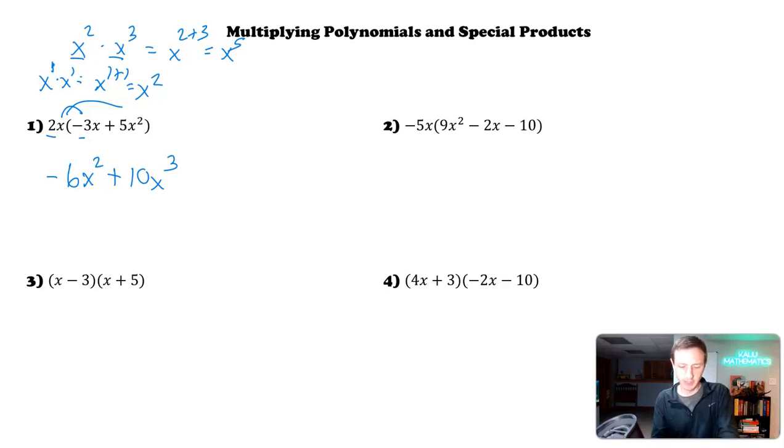Number 2, negative 5x times 9x squared minus 2x minus 10, so I'm going to distribute. Negative 5x times 9x squared is negative 45x to the third. Negative 5 times 9 is negative 45. X to the first times x squared is x to the third. Negative 5x times negative 2x is positive 10x squared.